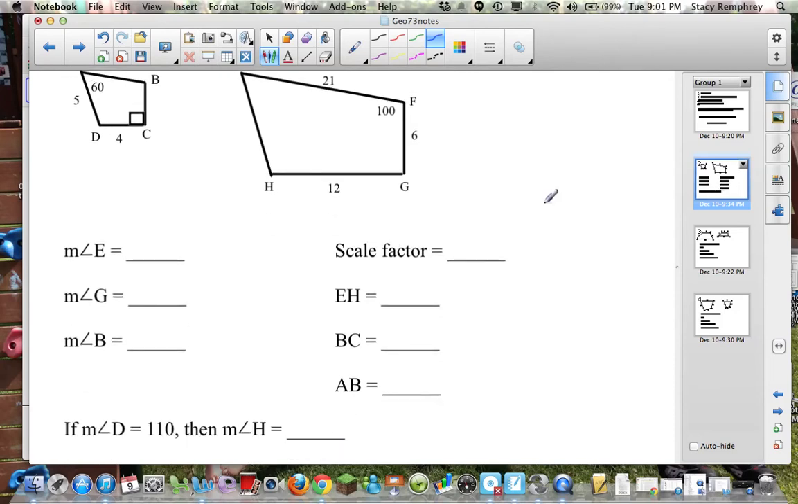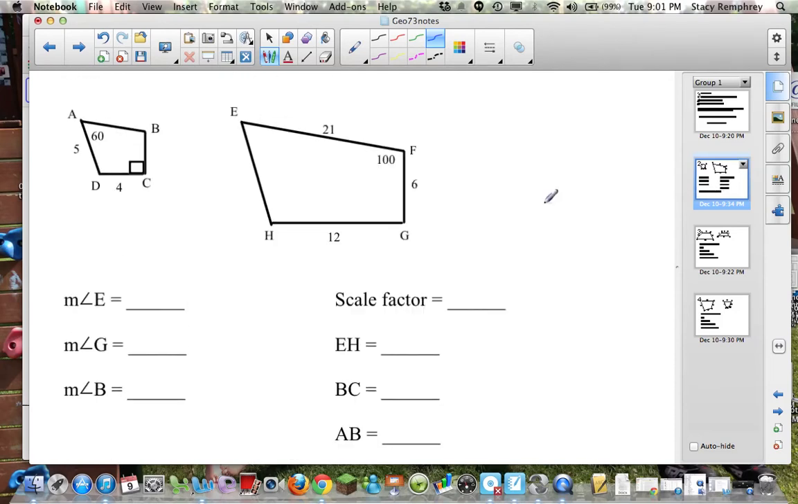In this example, you can see we have quadrilaterals. I probably should have said here quadrilateral ABCD is similar to, and that's going to be the squiggle, that means similar to, and now I'm going to make sure I put everything together: EFGH.